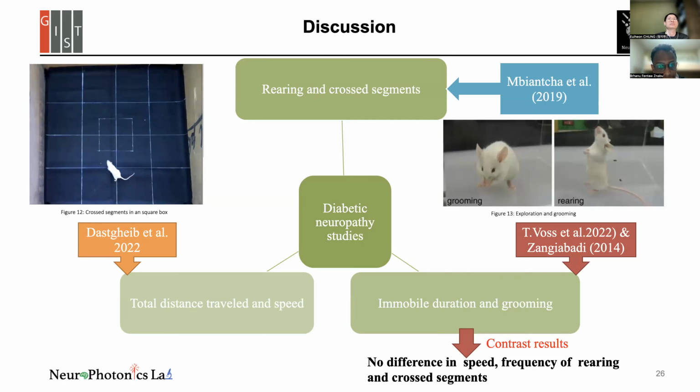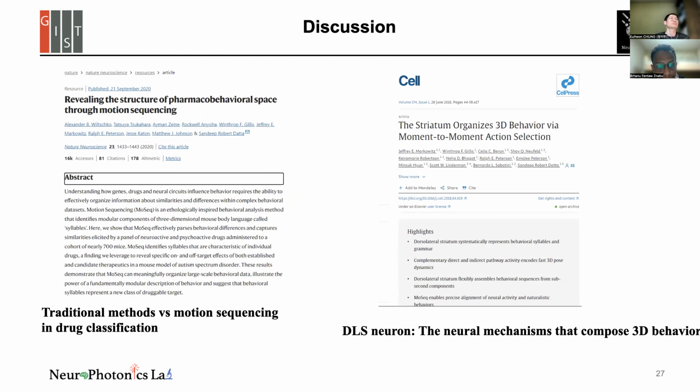Yeah. Next. This one? Yeah, this one. Why are you putting this? This one, for example, when we compared the traditional methods with the motion sequence methods for identifying pain-induced behaviors in diabetic neuropathy mice, they are also consistent with the previous results for drug classification.